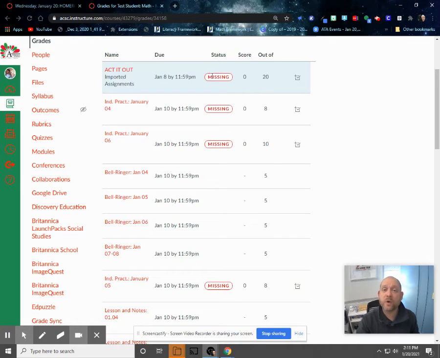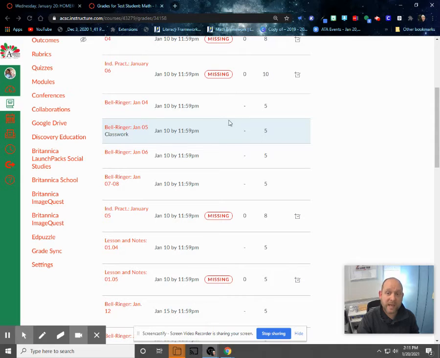So again, if you're looking for missing work, what you're looking for is this missing symbol. Again, that will only happen after an assignment is late. If you're worried about something for a given week, you would see this dash. So like, I know January 6th, if it's January 7th or 8th and my child doesn't have January 6th done and they still have a dash there, that is something they need to complete before the end of the week. They're falling behind. That's how you can read those grades and find the missing work.